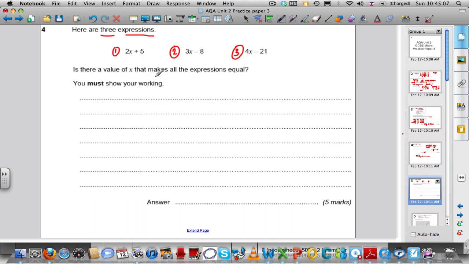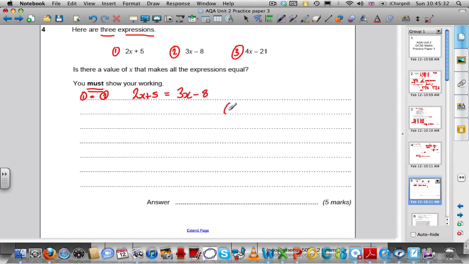Is there a value of x which makes them all equal? You must show your working. Well, for them all to be equal, in particular, any 2 must be equal. So, for example, if you want equation 1 to equal equation 2, you would write down that 2x plus 5 must equal 3x subtract 8.